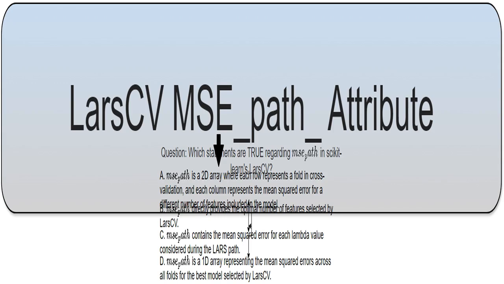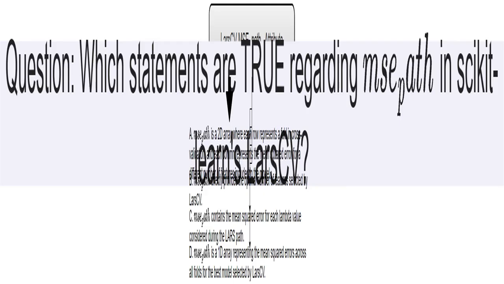This refers to a specific attribute, MSE_path_, within the scikit-learn LarsCV least angle regression with cross-validation model. I'll explain what this attribute represents. It's a key piece of information that helps us understand how well the model performs during its training process. This question asks you to identify which statements are correct regarding the MSE_path_ attribute in the LarsCV model. We need to analyze what this attribute holds and which descriptions are factually accurate.